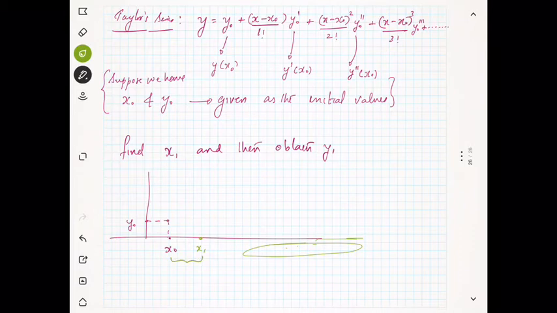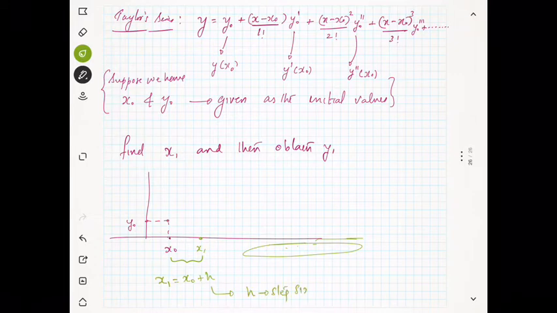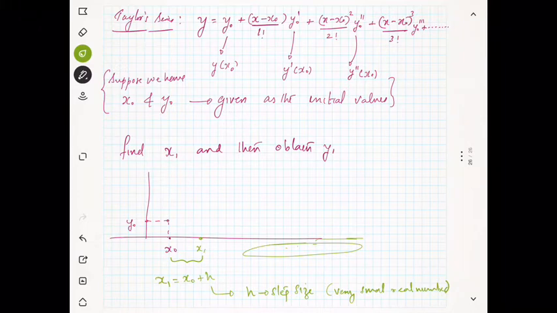And what is this x1? x1 is equal to x0 plus h, where h is the step size. H is known as the step size. It is a very small real number. Now at this x1 we will calculate y1. We don't know what y1 is.